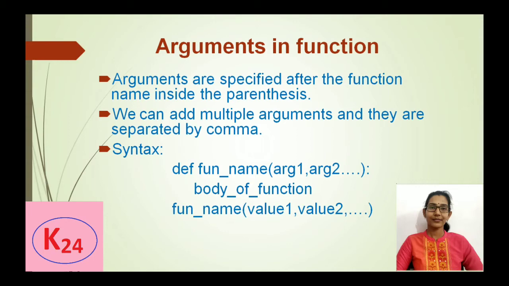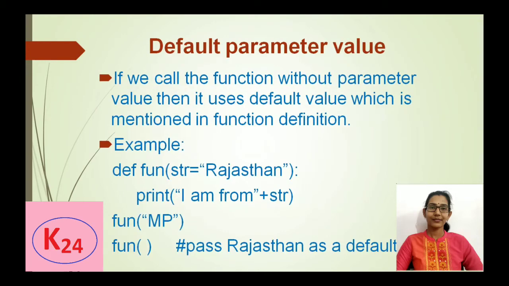The syntax is def, then the function name, and in this we pass the parameters. We can pass multiple parameters. Then the function body, and in the function call again we have to pass the same parameters, meaning the number of parameters is equal to the function definition. And if we call the function without a parameter value, then it uses the default value which is specified in the function definition. This is the example of a default parameter value.